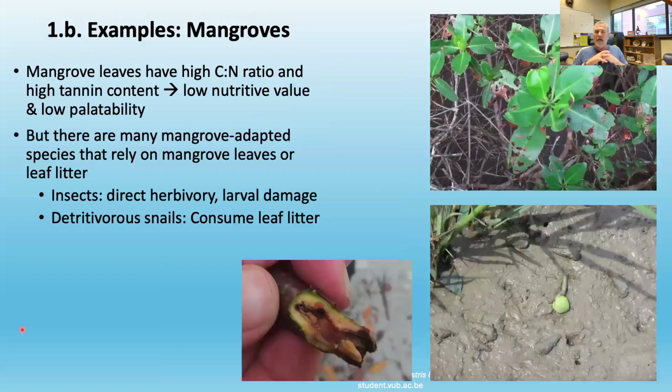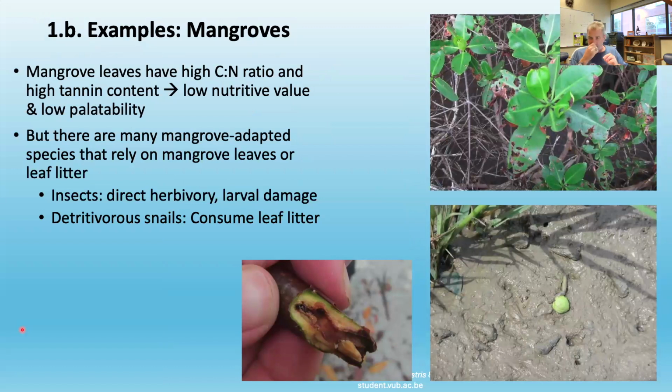We've also looked at mangroves. Here again, mangroves have a high carbon to nitrogen level. They also have a high amount of tannins. So, like the Spartina, they have lower nutritive value and lower palatability. Again, this is true of most of these marsh plants.